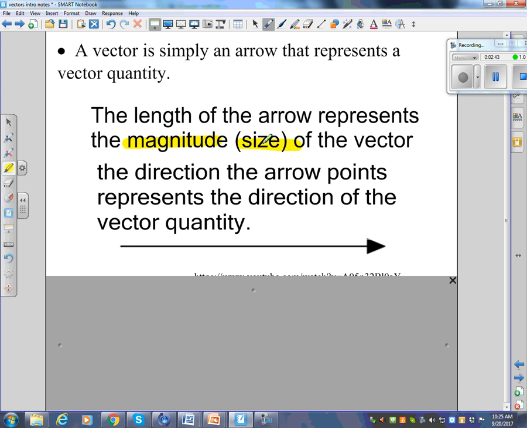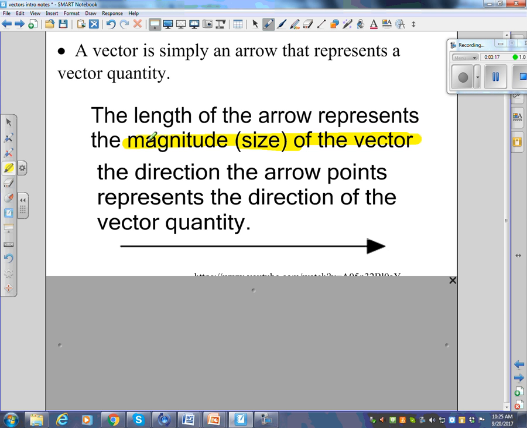The length of the arrow represents the magnitude or size of the vector. That's what you have to write down, right? And the direction that the arrow points represents the direction of the vector quantity. If a force is in a certain direction, then that can be represented on paper by the direction the arrow is pointing. This arrow is pointing to the right. This force, or whatever it is, is to the right.